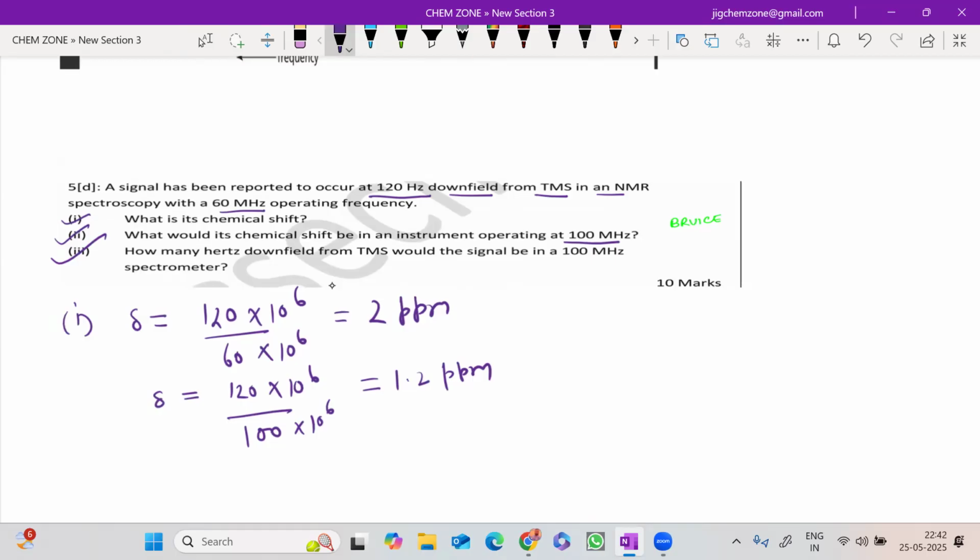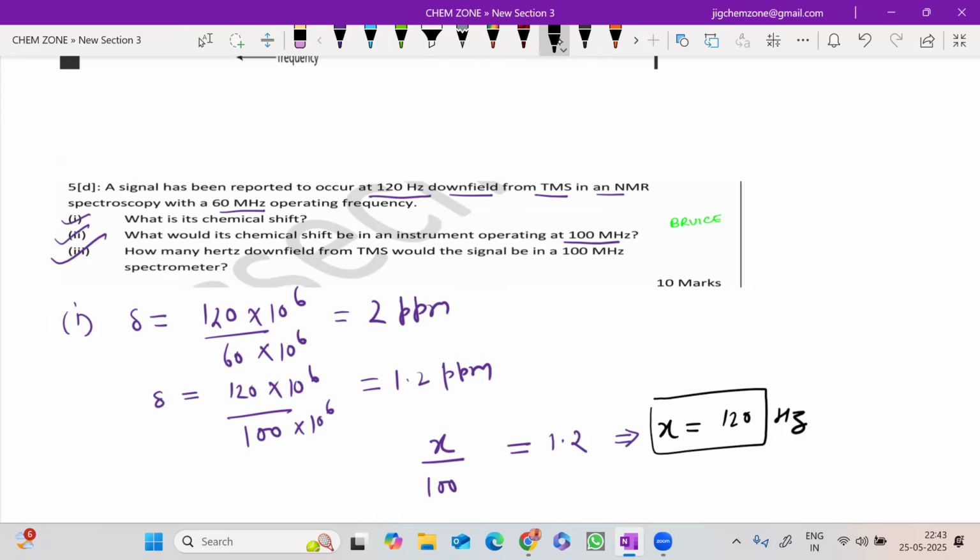Okay. So suppose the shift from TMS is X and operating frequency is 100, and the value of chemical shift is 1.2 in case of 100 megahertz. If you are taking the value in delta and ppm, then you should write operating frequency in megahertz. So X is equal to 120 hertz, because this is in ppm, 10 to the power minus 6, and this is 10 to the power 6. So 120 hertz. Correct?